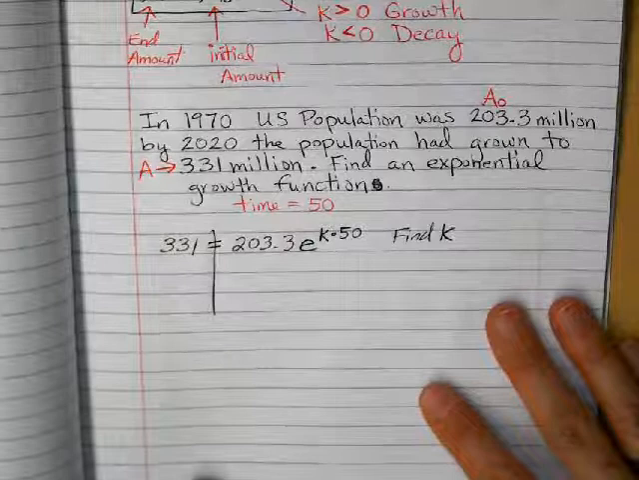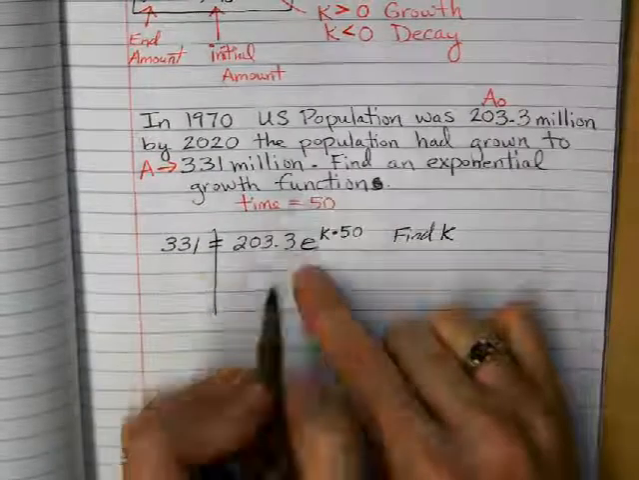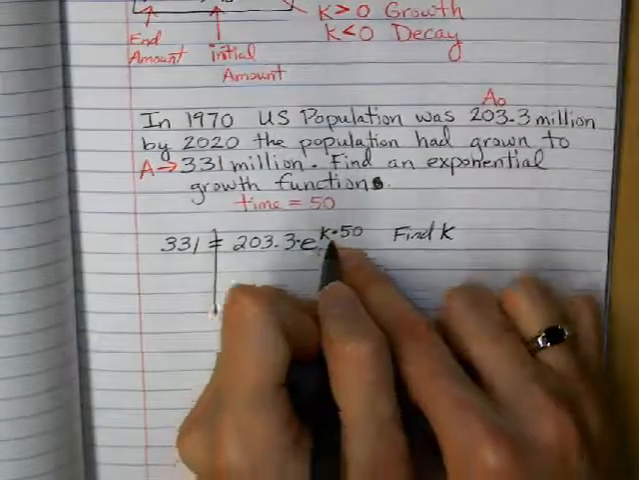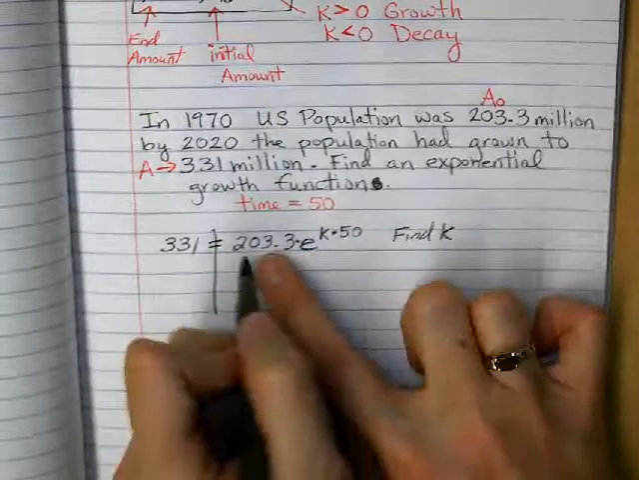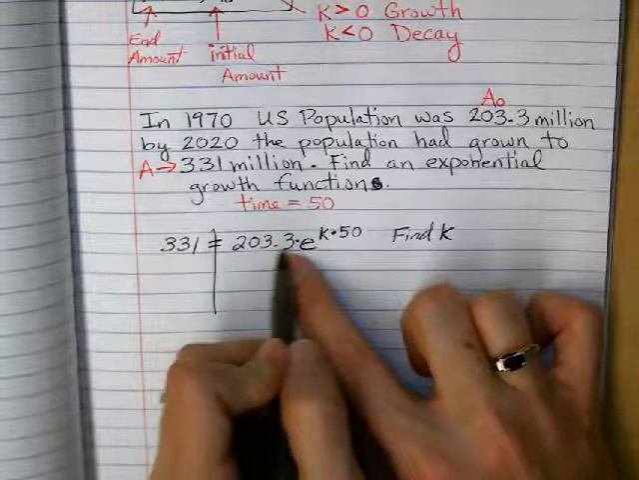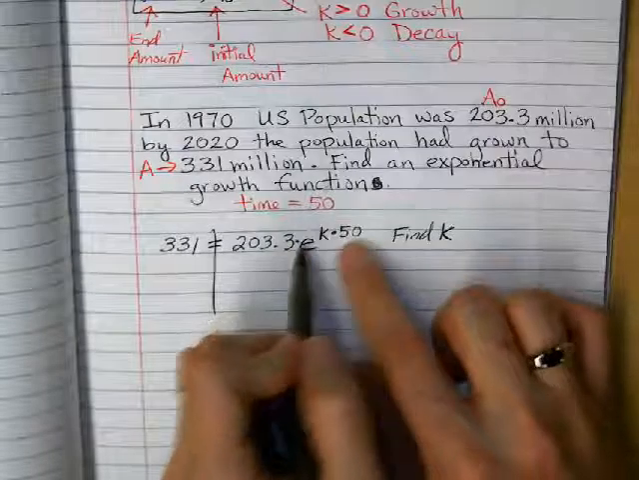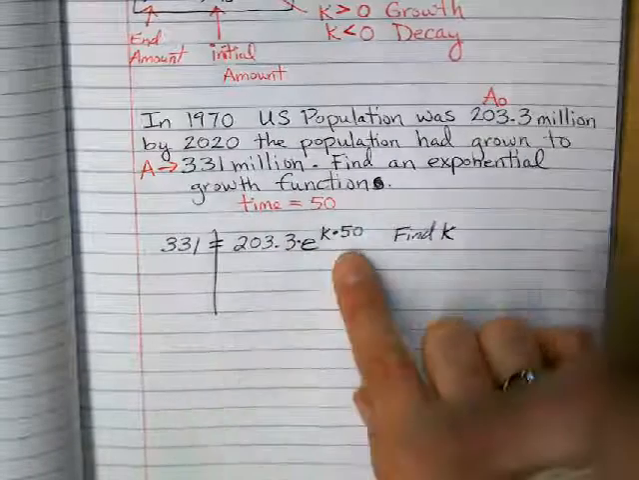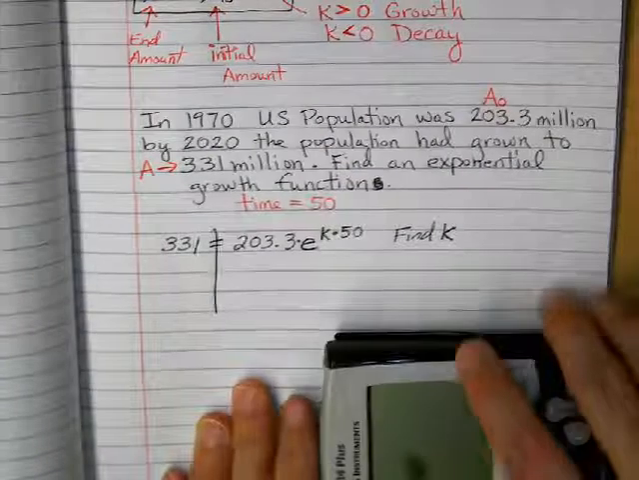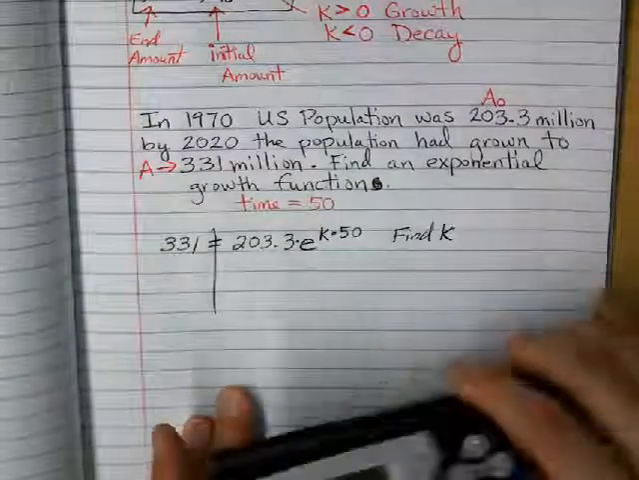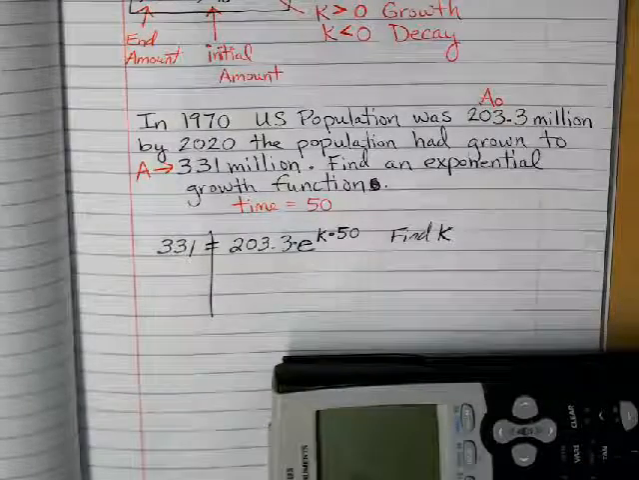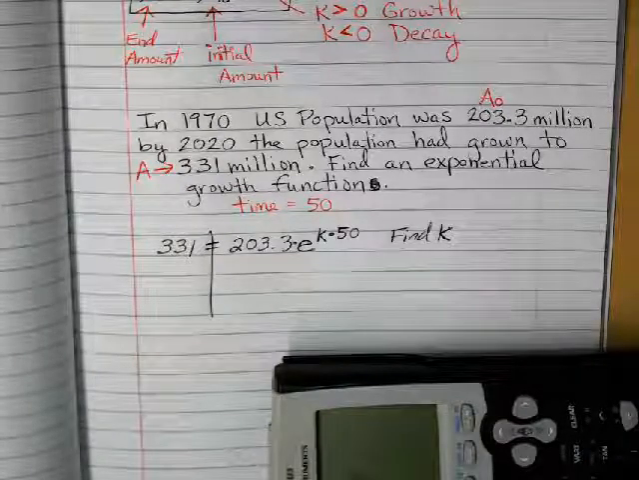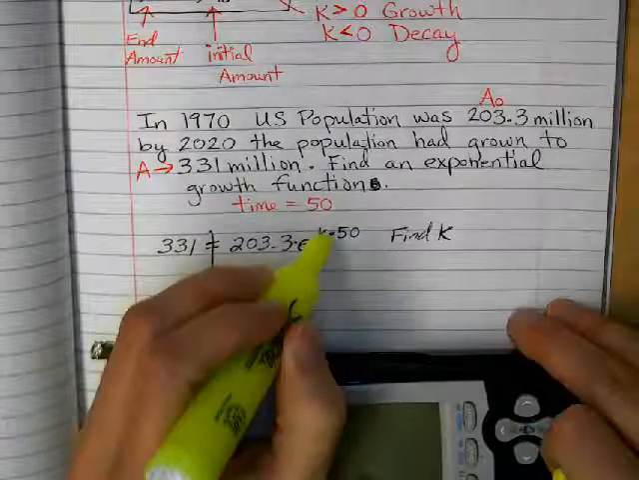All right, so this is 203.3 times e to the k times 50 power. Okay, so I'm trying to point out this is 203 times this e stuff. So if we're going to try to find k, we need to move some stuff around, try to get k alone. If you're trying to solve for a certain letter, you try to get that letter alone. So what do you think? Do you know what your first step is if we're trying to find this k answer?